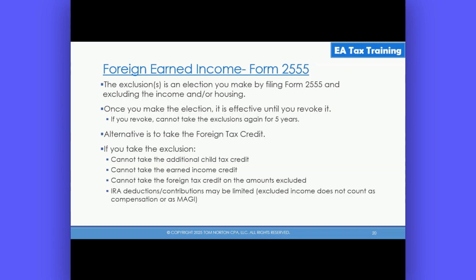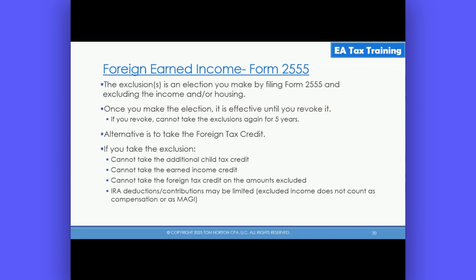If you want to revoke it, you can revoke it. But once you revoke it, you cannot again take the exclusions for 5 years. So you will want to remember that for the exam. If you revoke it, it's revoked for 5 years.